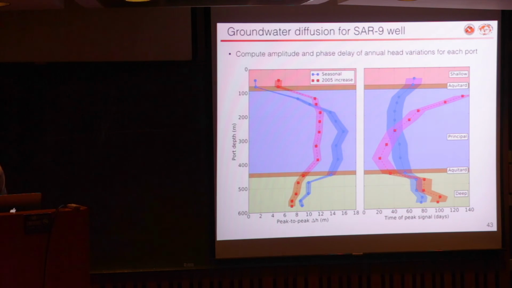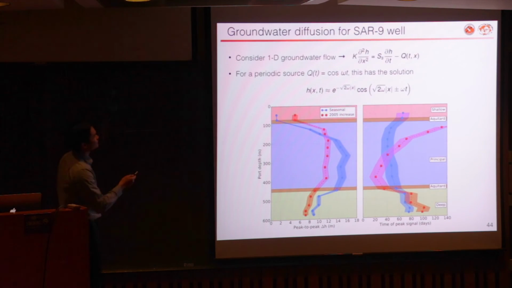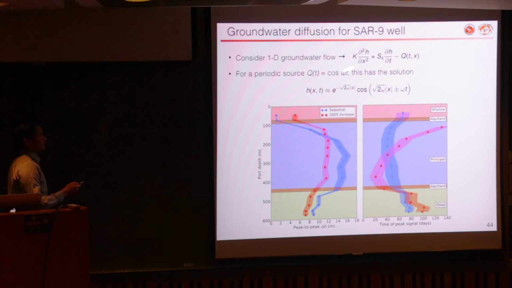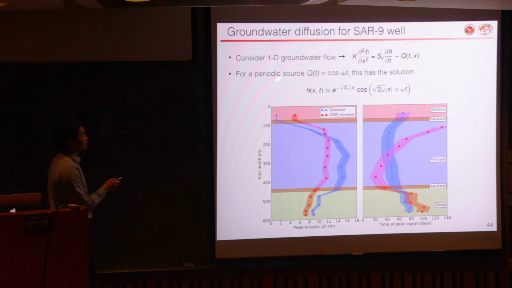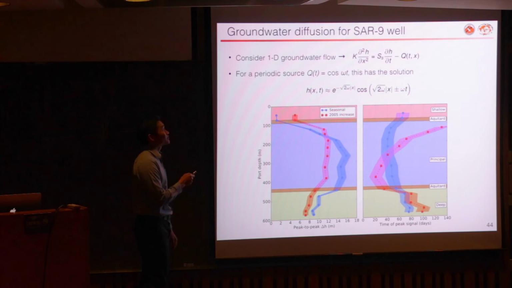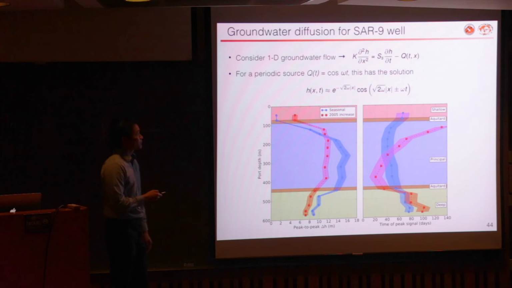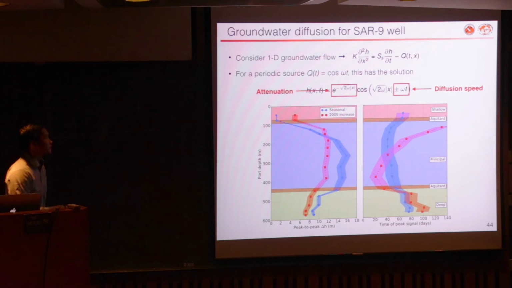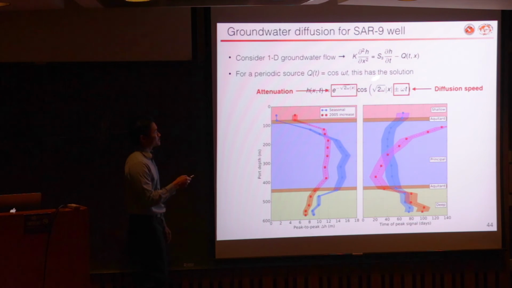This can actually be explained quite easily, I think, if you consider 1D groundwater flow. You have a diffusion relationship that relates the second derivative of hydraulic head variations in space to time variations of hydraulic head under a certain source. Let's say you assume the source is periodic in nature. Then the time solution for hydraulic head has this form. If you focus on these two terms here, we have this attenuation term out in front and a diffusion speed term.